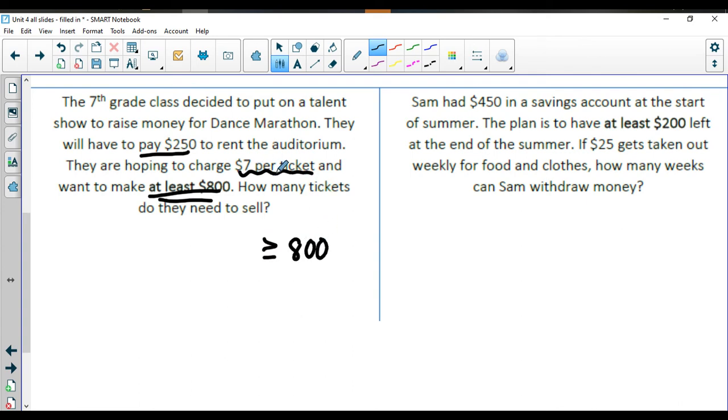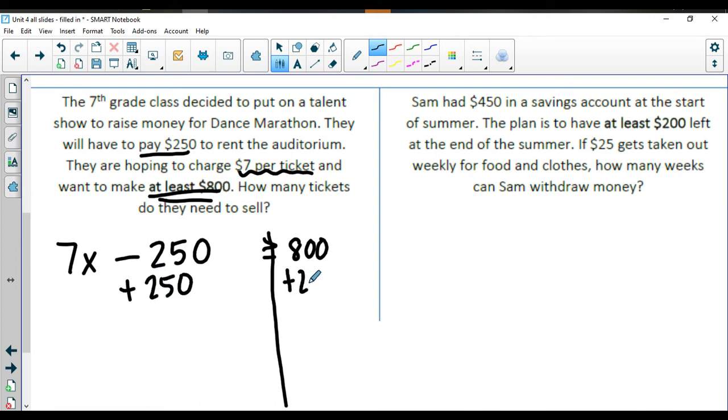So we have to figure out now, we have the $7 per ticket and they have to pay to rent the auditorium. So if they charge $7 per ticket, figuring out the price of the tickets would be 7 times x is how much money we would bring in. But if they have to pay to rent the auditorium, that's going to come out of what profit they're actually making here. So we're going to go ahead and add the $250 to both sides in this one. Those will cancel out. So I'm going to get 7x is greater than or equal to 1,050.